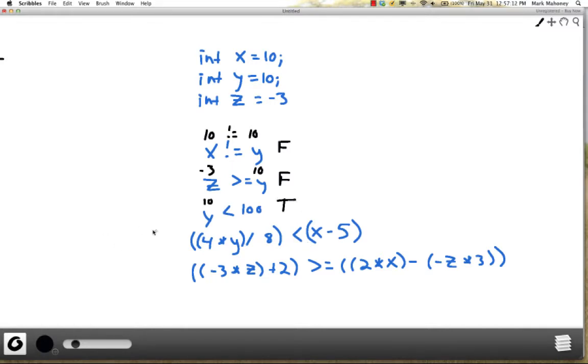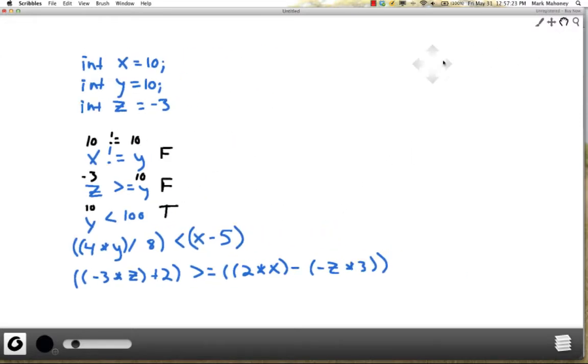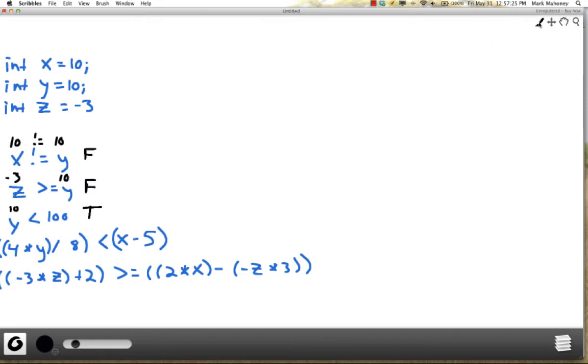Okay. Here we have kind of a complicated one. 4 times y divided by 8. Is that less than x minus 5? Okay, here I might just rewrite this, and plug the values in. So we have 4 times y. y has the value 10. Divided by 8. Is that less than, let's see, x has the value 10 minus 5.